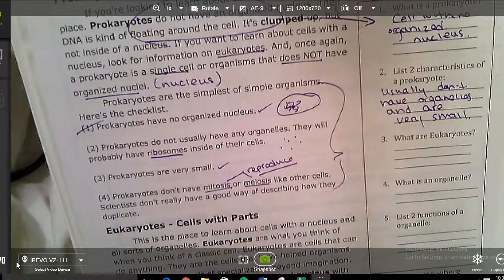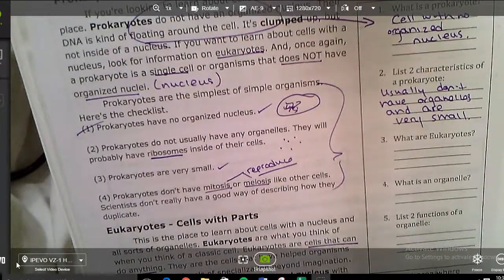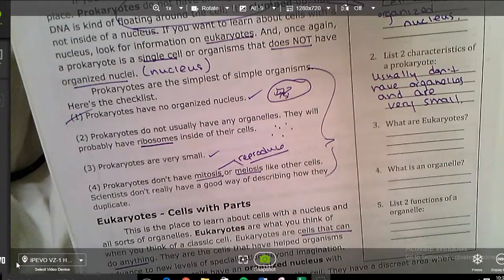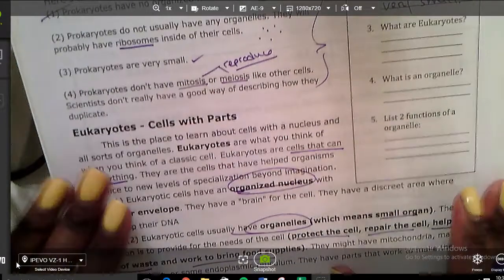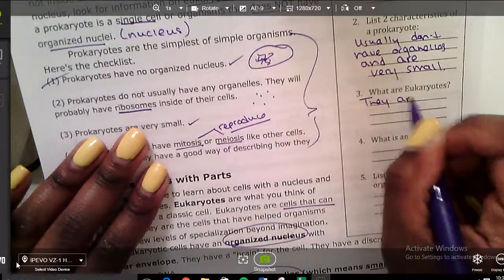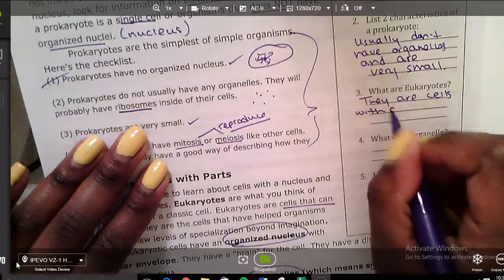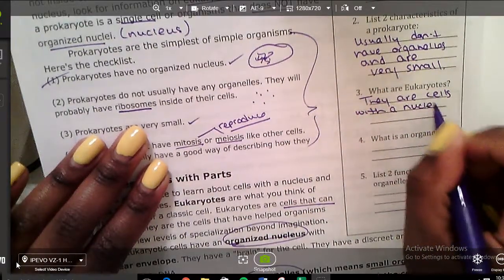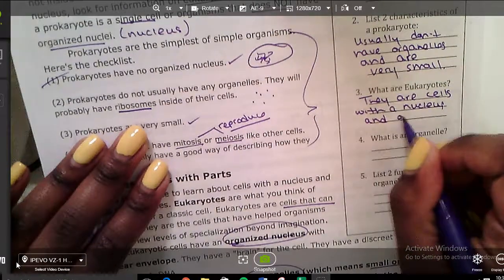Jumping down here, what are eukaryotes? They are cells that can do anything is kind of vague. So the best thing to say is that they are cells that have an organized nucleus, which is here, as well as organelles. So that's what we're going to write for our answer. So they are cells with a nucleus and organelles.